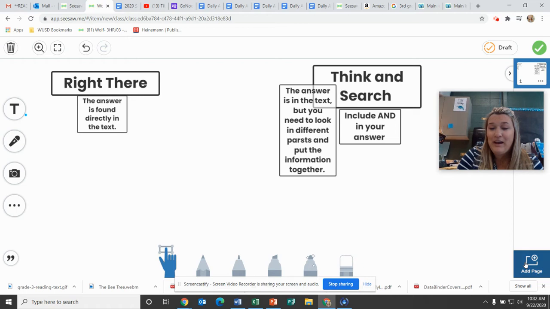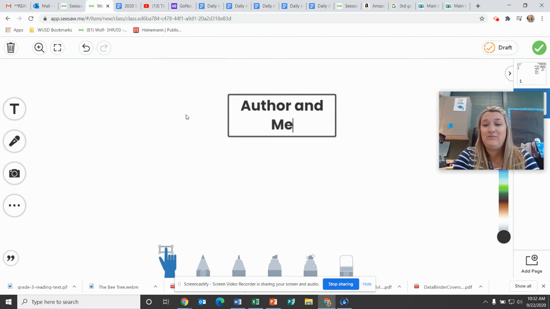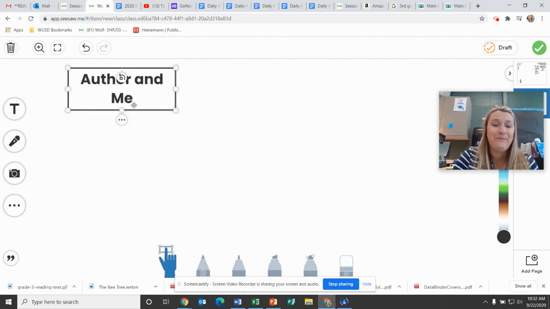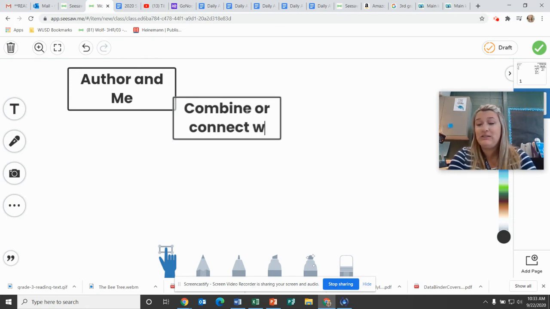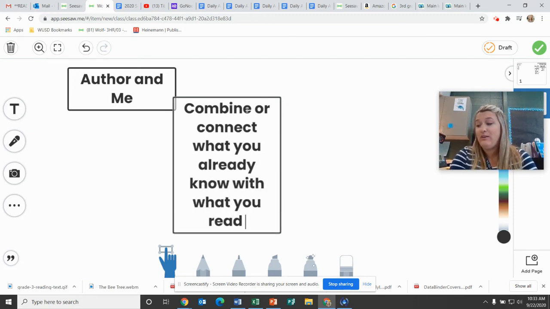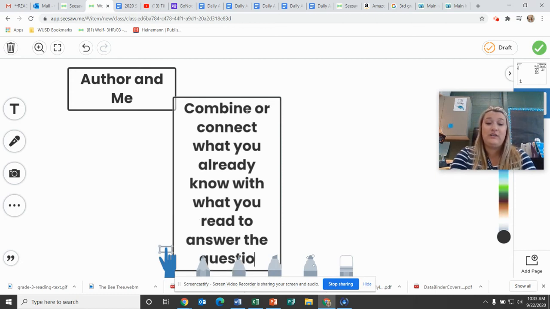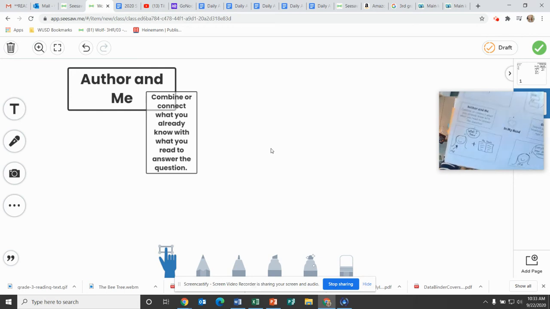All right, then I'm going to add another page. We have author and me, which is what? This is Will's favorite, right? Think about what that one is. What is author and me? Here you're going to combine or connect what you already know with what you read to answer the question. You're using what the book says and yourself, which is why it's called author and me. Here's that picture that goes with it. What I know and the book know to answer it.